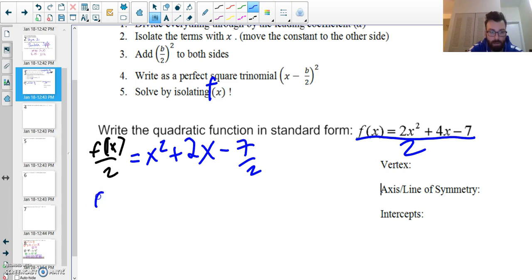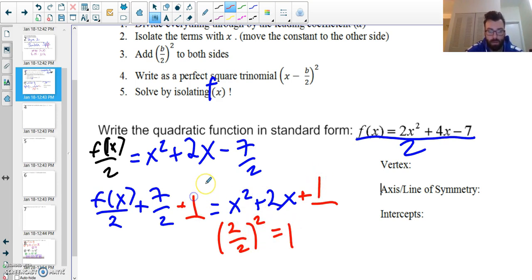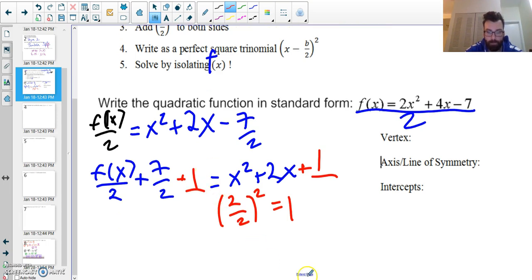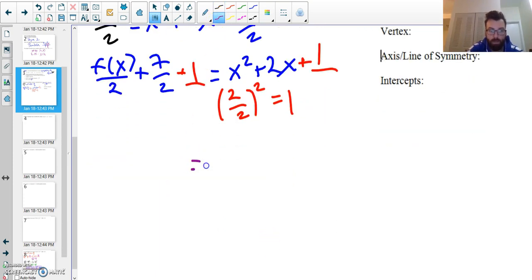Isolate my x terms: f of x over 2 plus 7 over 2, leave some space, equals x squared plus 2x plus blank plus blank. Next, divide b by 2 and square it. 2 over 2 squared. 2 divided by 2 is 1. 1 squared is just 1. Continue on to write as a perfect square trinomial. I know that this on the right should be x, plus 1, since it's a positive 1.